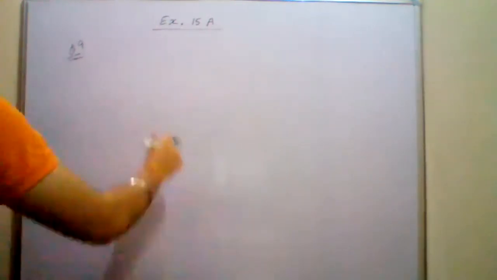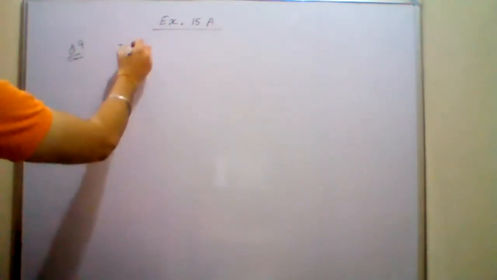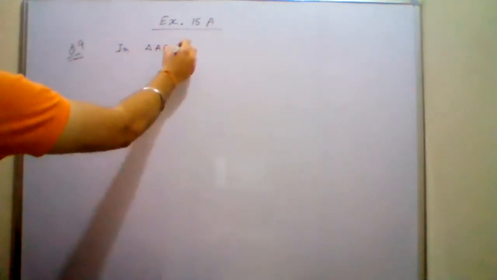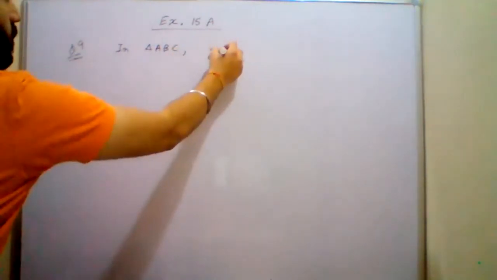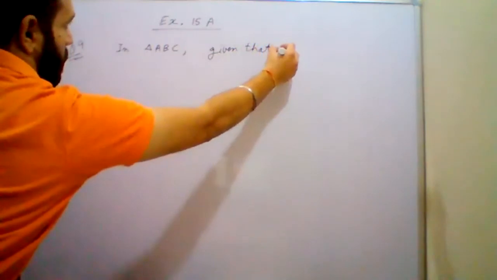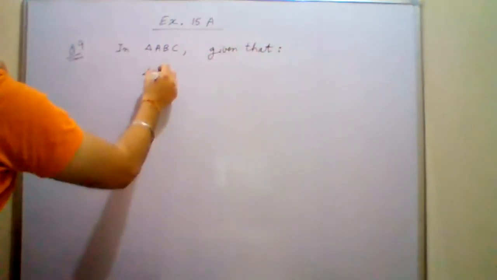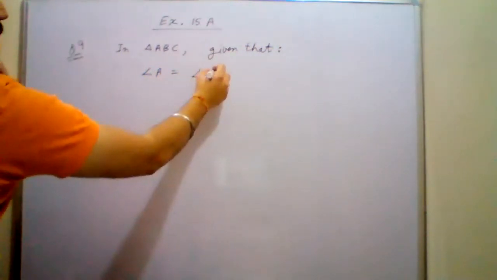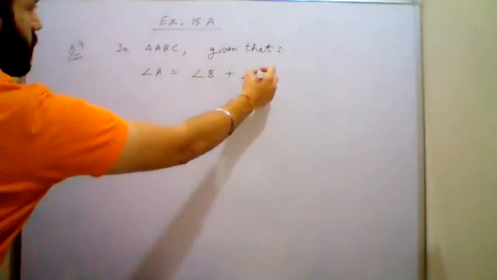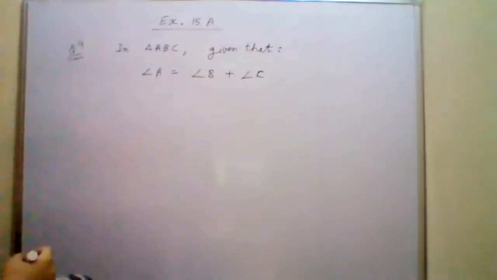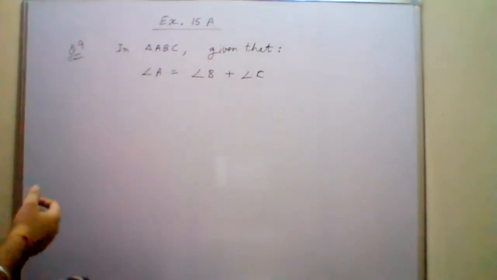We start with triangle ABC. Let us take that the triangle is ABC. In triangle ABC, it is given that angle A, one angle of the triangle, is equal to the sum of the other two angles. Angle A is equal to angle B plus angle C. Is it clear to all of you? It is given. It is a special case.